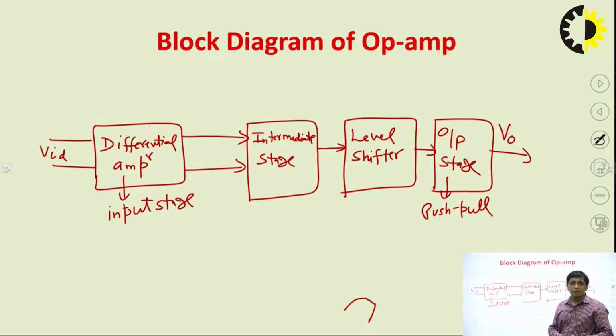But in some op-amps, only the first stage is a differential amplifier. But it is important that the input stage, the first stage of every op-amp, should be a differential amplifier. Why? Because there is noise in the circuit, and that noise should not propagate from input to output. That noise should not get amplified. So to cancel out that noise, it is very important that the input stage should be a differential amplifier. So this is the general block diagram of the operational amplifier.